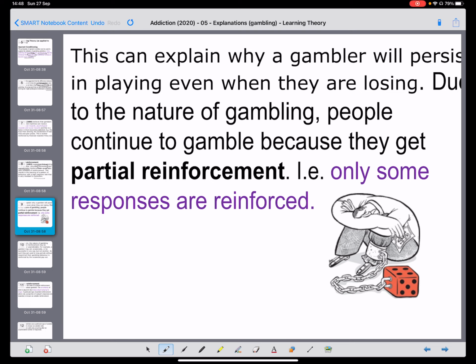It says, due to the nature of gambling, people continue to gamble because they get partial reinforcement. So in other words, if a person gambled and never got any form of reinforcement, you'd find that behavior could easily be taken away.